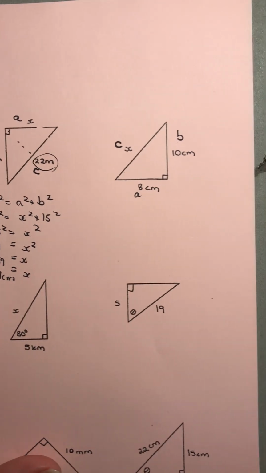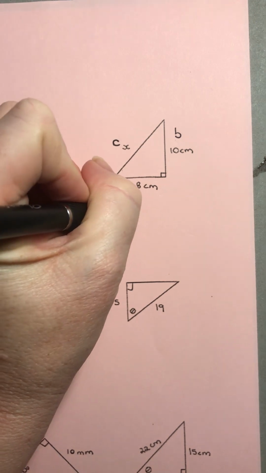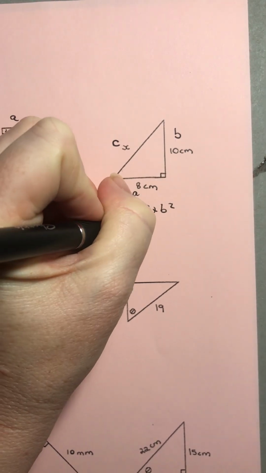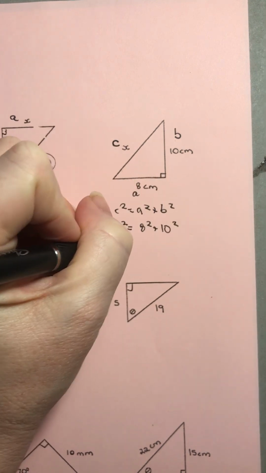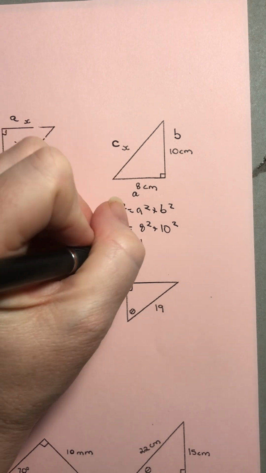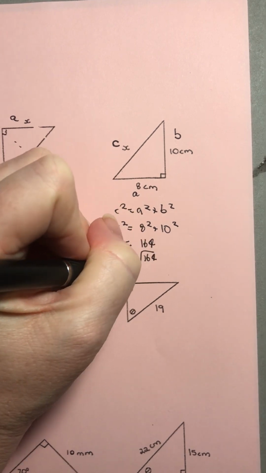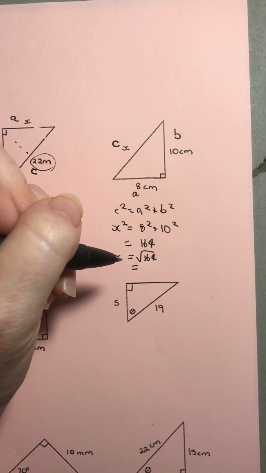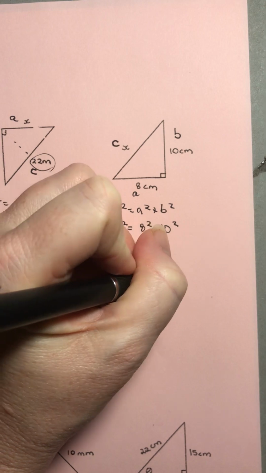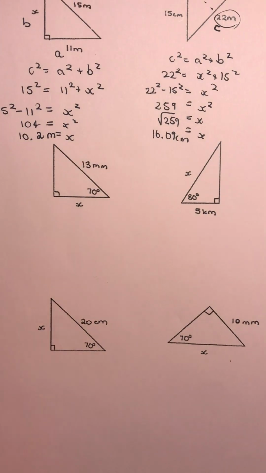Over here we've got our C squared equals A squared plus B squared. So we've got X squared equals 8 squared plus 10 squared. 8 squared plus 10 squared gives me 164. So my X is going to be the square root of 164. And that gives me 12.81 centimeters.